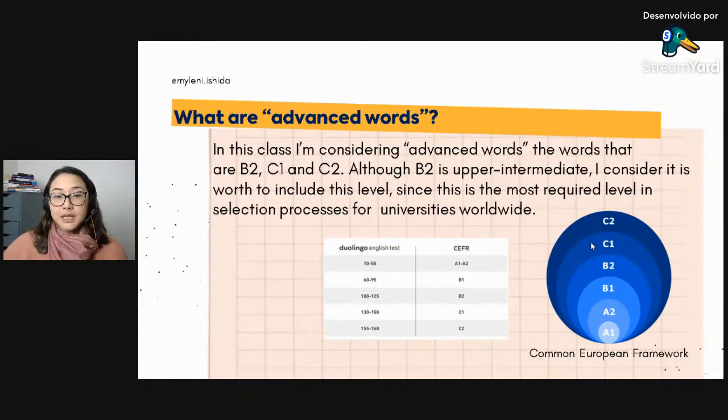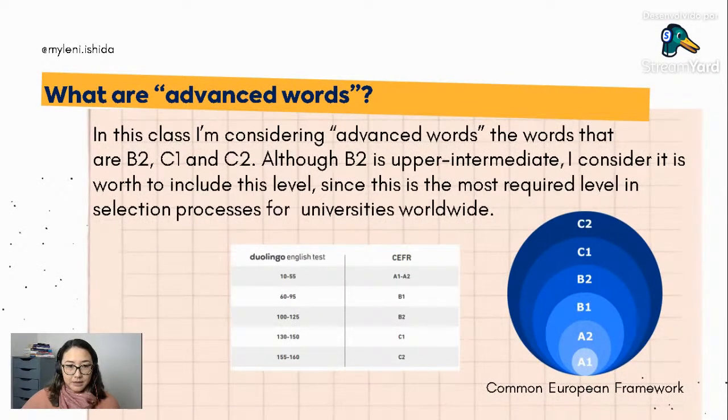For example, if you are studying for the Duolingo, you will have the Common European here and the scores of the Duolingo on the left. Okay? So they say if you need B1, this is the first level of intermediate, you have to get between 60 and 95 and so on. What happens is I decided to put Duolingo as an example, but you also have this table for the IELTS, for the TOEFL, for any other test that you're going to study, okay?